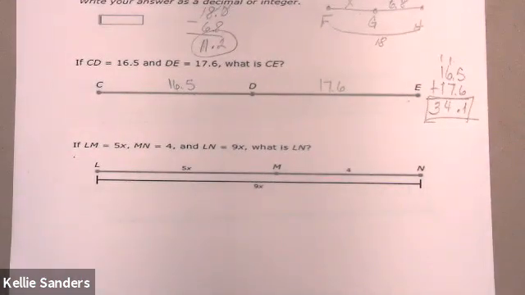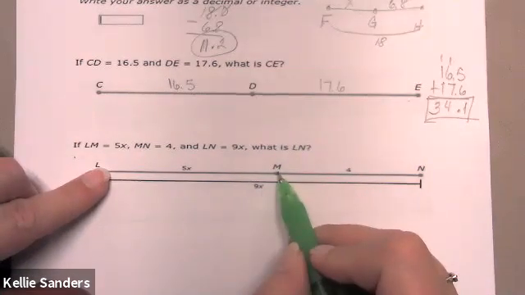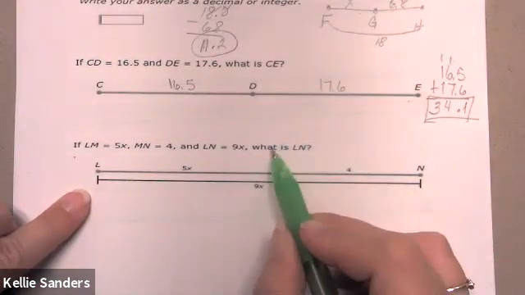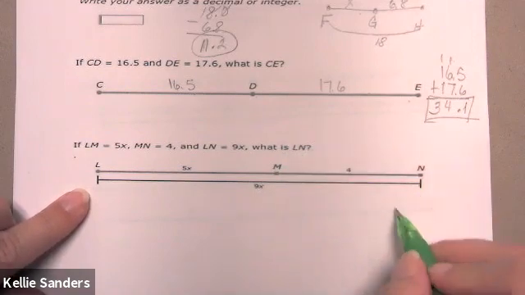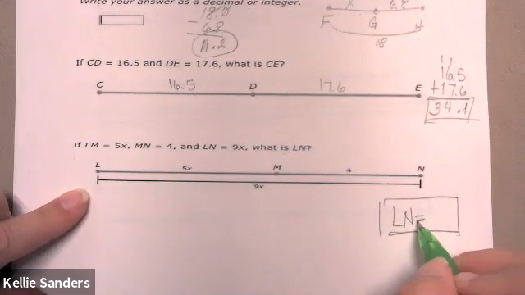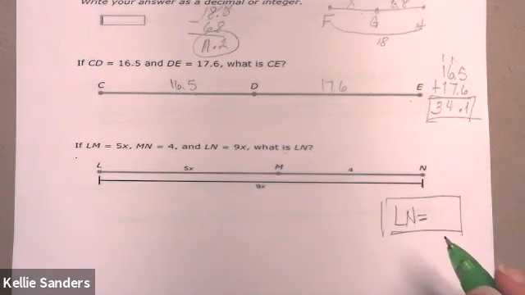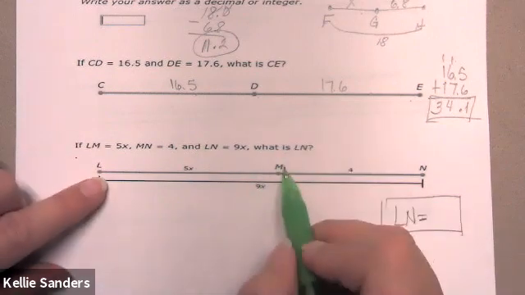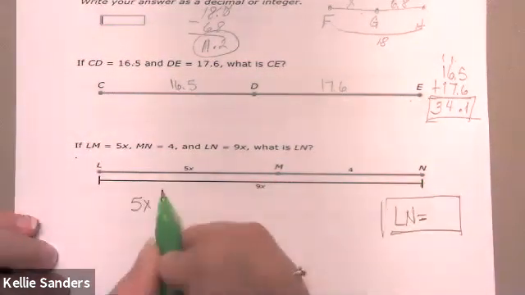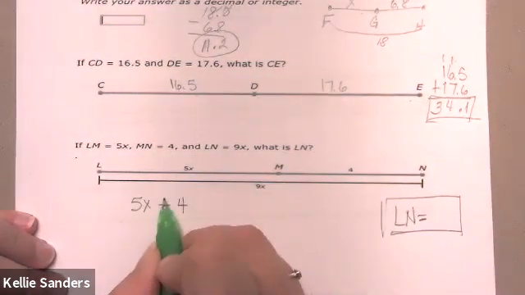Okay, now we're going to get into a little bit of algebra. So LM is 5x, MN is 4, and LN is 9x. What is LN? I want to make sure I answer the question, because sometimes I just get what information I need and forget to finish it off. So let's see what's happening. Well, 5x is part of the length, and 4 is part of the length. So I'm going to add them together.